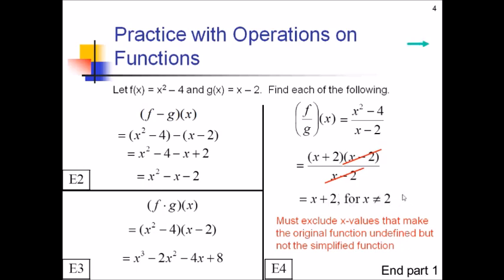This seems kind of picky, but if you think about it, this function is supposed to be equivalent to this function up here. It's supposed to have all the properties of this function up here. Well, one of the properties of the original function is that 2 makes it undefined. So in order to keep that property with this simpler version, we have to stick in this little caveat.